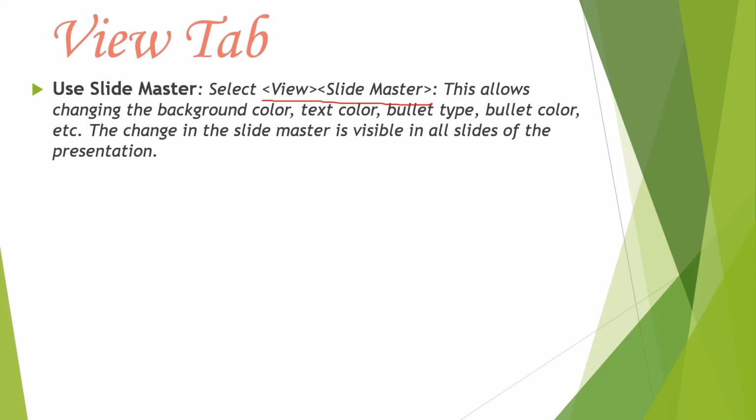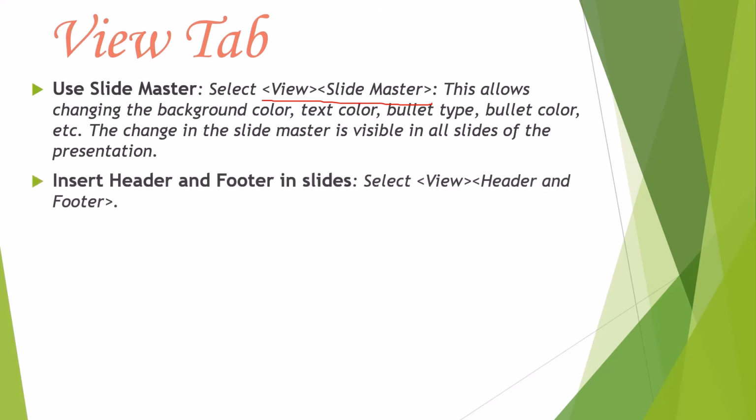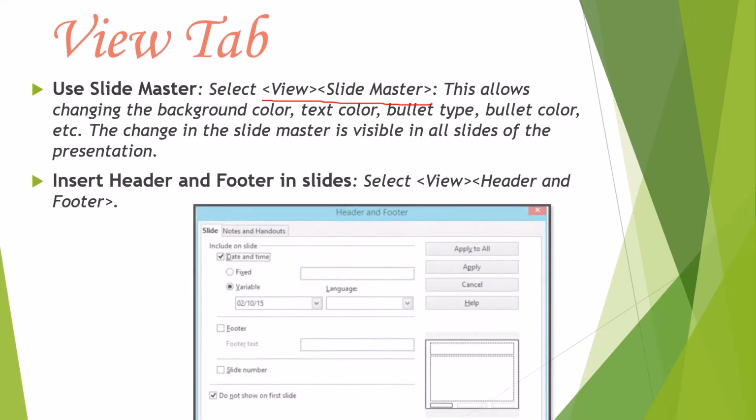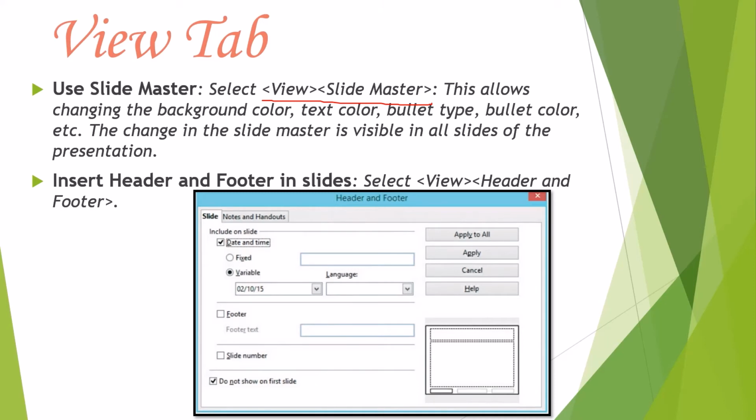Next is how to insert header and footer in slides. You have to select View and then you have to select Header and Footer. Then the dialog box as shown here will appear and you can select the options as per requirement.